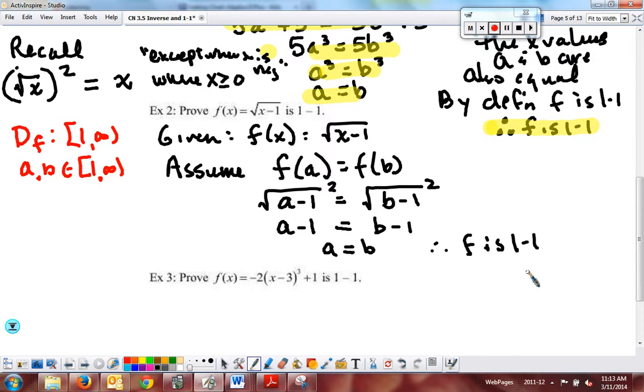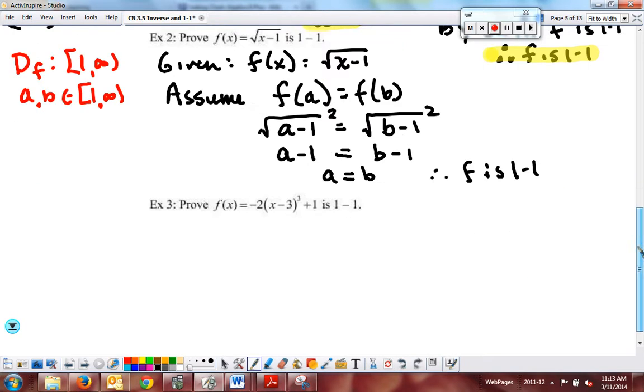Okay, everybody good? You see how formulaic these are? Pretty much just memorize the format. This is the easiest proof you ever have to do. Let's do one more.